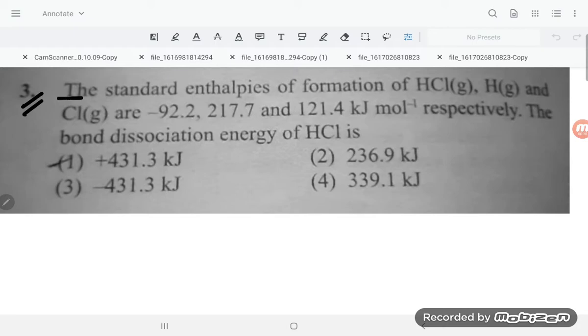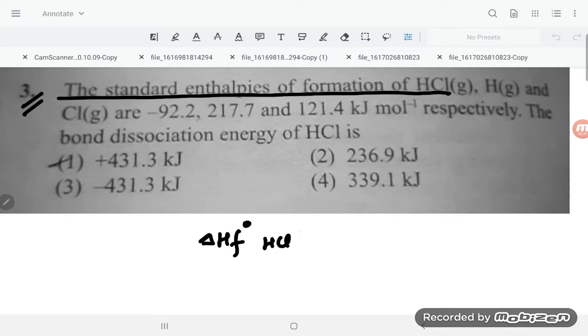The question is: what is the standard enthalpy of formation of HCl? So delta H_f of HCl is given as standard. How much is given? You can see here, minus 92.2. This is in kilojoule per mole, right?